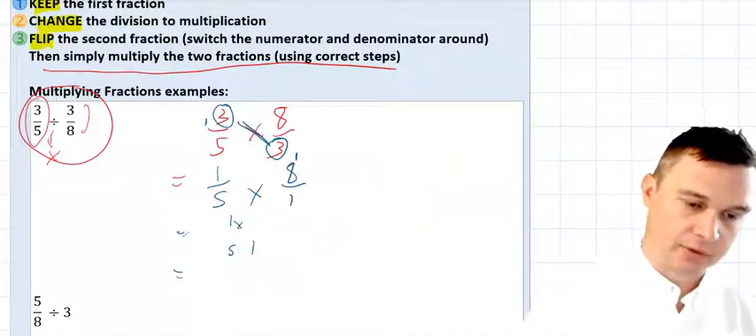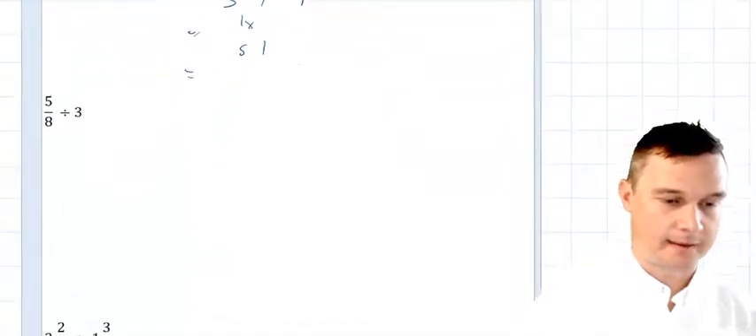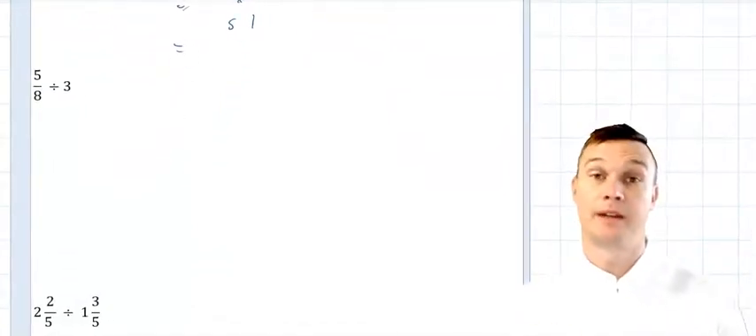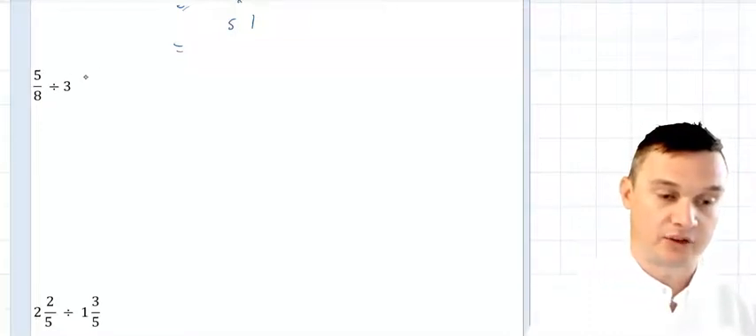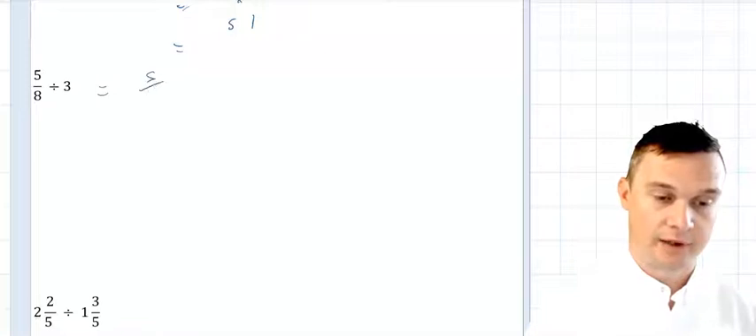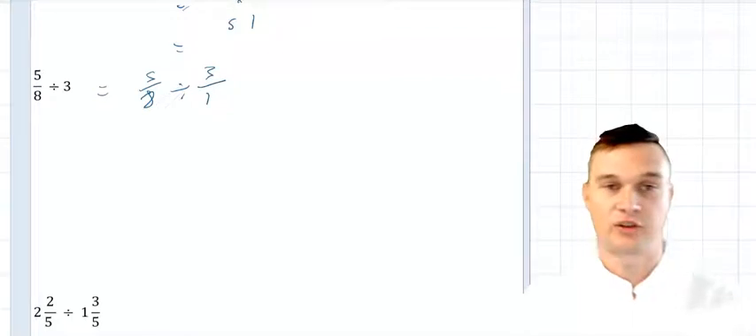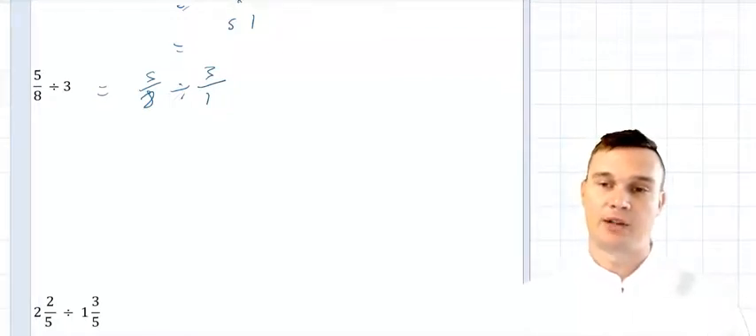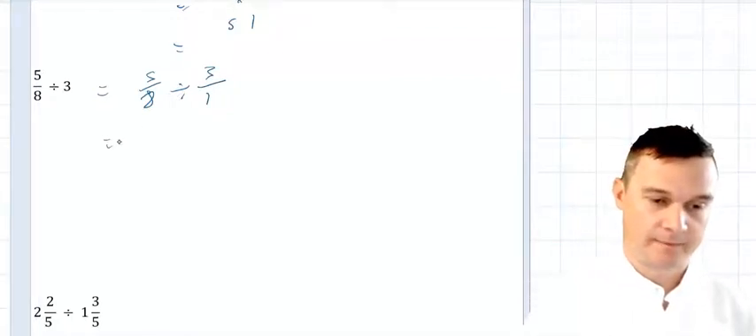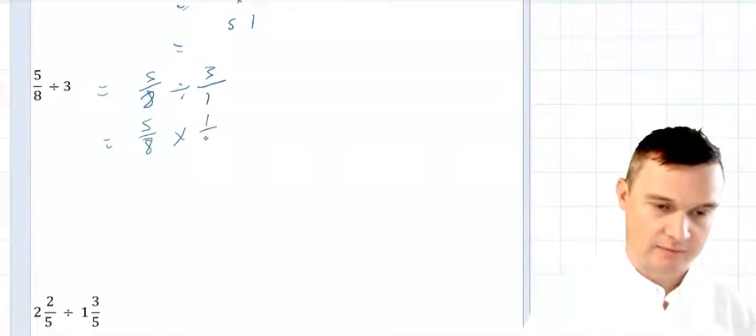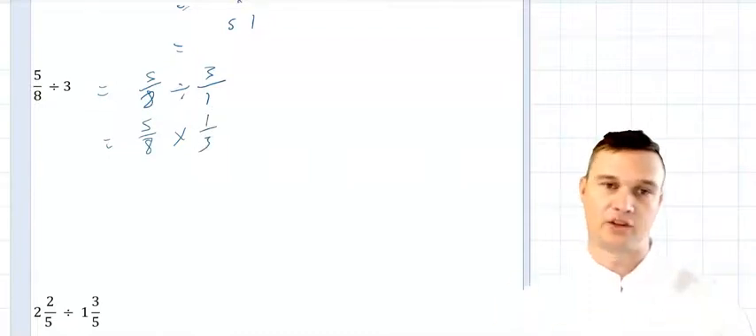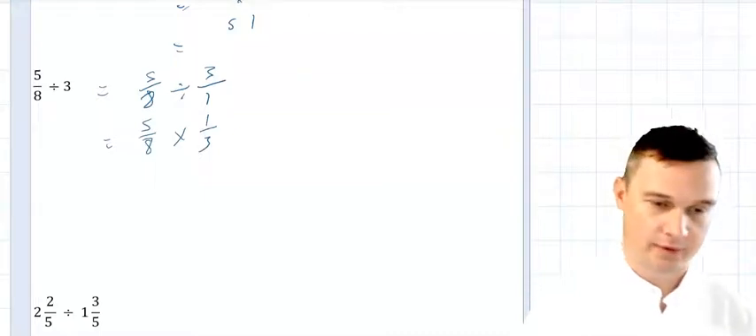Alright, so now let's have a look at if we want to divide a whole number, and we're going to use that strategy that we used before. But firstly, I want to convert this into a fraction. So I now have 5/8 divided by, and I'm going to convert that 3 to a fraction. Okay, and now we can simply do the keep, change, flip method. So I'm going to keep the first number, 5 over 8, change the division to a multiplication, do a flip of the second fraction, and now I have 5 over 8 times 1/3.